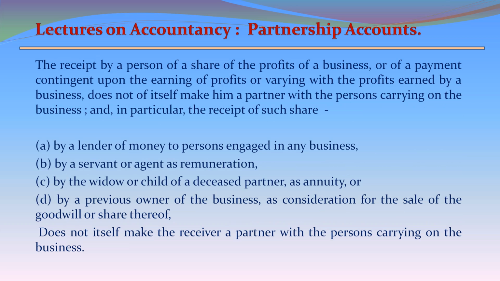The receipt by a person of a share of the profits of a business or of a payment contingent upon the earning of profits or varying with the profits earned by a business does not of itself make him a partner with the persons carrying on the business, and in particular the receipt of such a share: A. By a lender of money to persons engaged in any business. B. By a servant or agent as remuneration. C. By the widow or child of a deceased partner as annuity, or by a previous owner of the business as consideration for the sale of the goodwill or share thereof, does not itself make the receiver a partner with the persons carrying on the business.